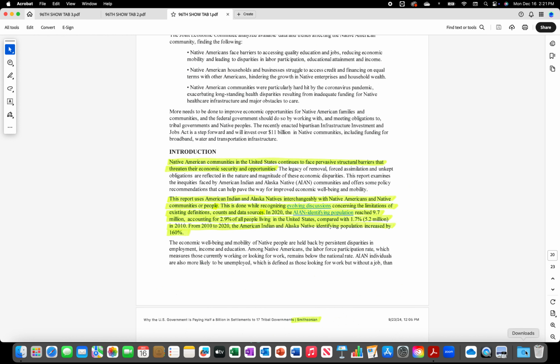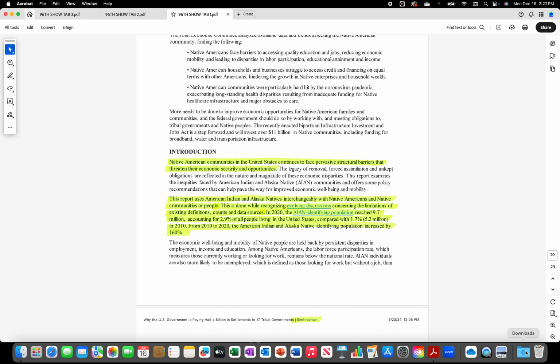This report uses American Indian. See, these people, the authors of the report, they have to cover their tracks. At some point, they have to cover their tracks. I mean, their reputation's on the line. This report uses American Indian and Alaska Natives interchangeably with Native Americans and Native communities or people.